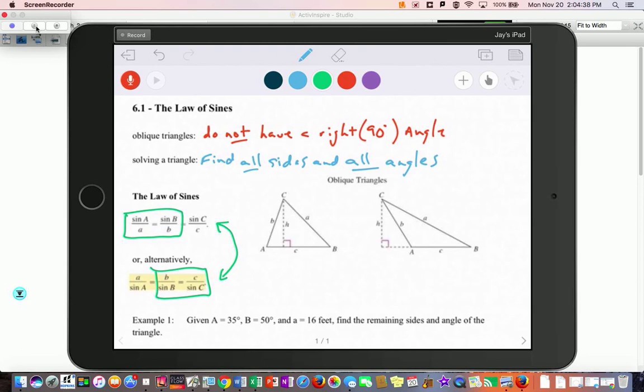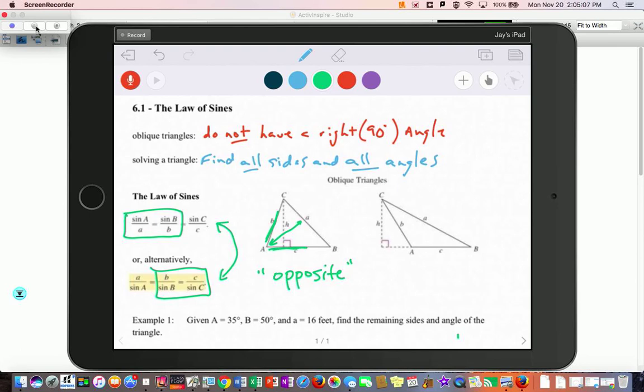Another thing to remember is people throw out the term opposite. For instance, little a is the side and big A is the angle. They're opposite because angle A touches both of these sides. Angle A touches side B and angle A touches side C. The one side that it does not touch is side A over there. And so that's what we mean by opposite.